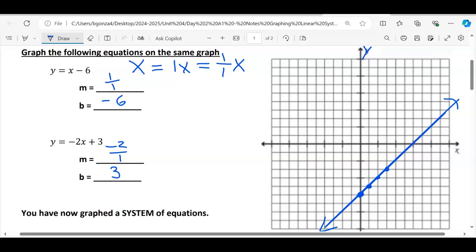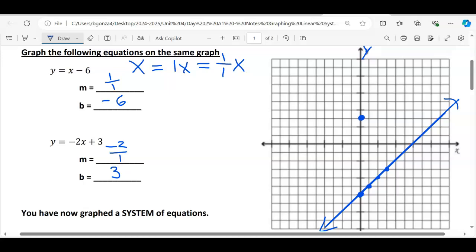What do I graph first, the m or the b? B for beginning. So the b value is 3. Put a 3 on the y-axis right here. +3 is up 3 from 0. So then I'm going to plot that 3.